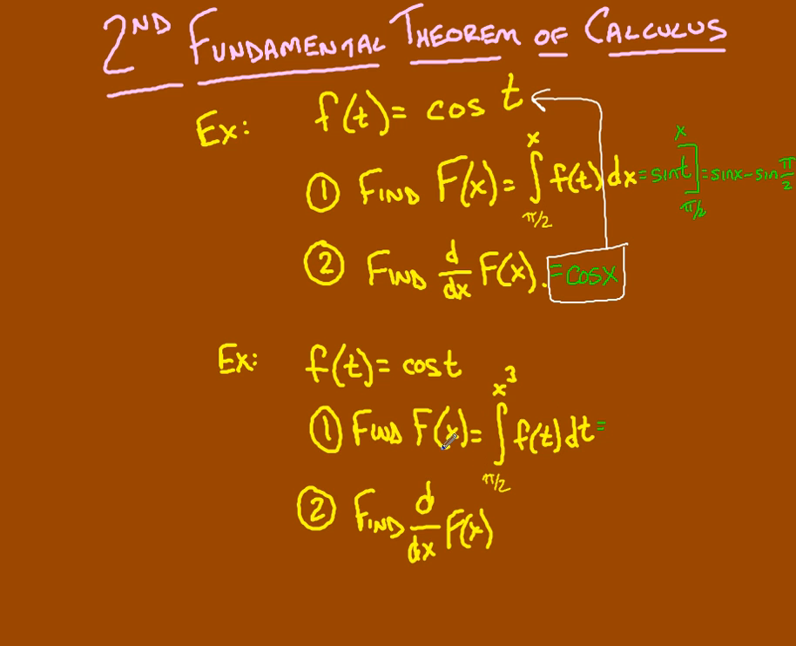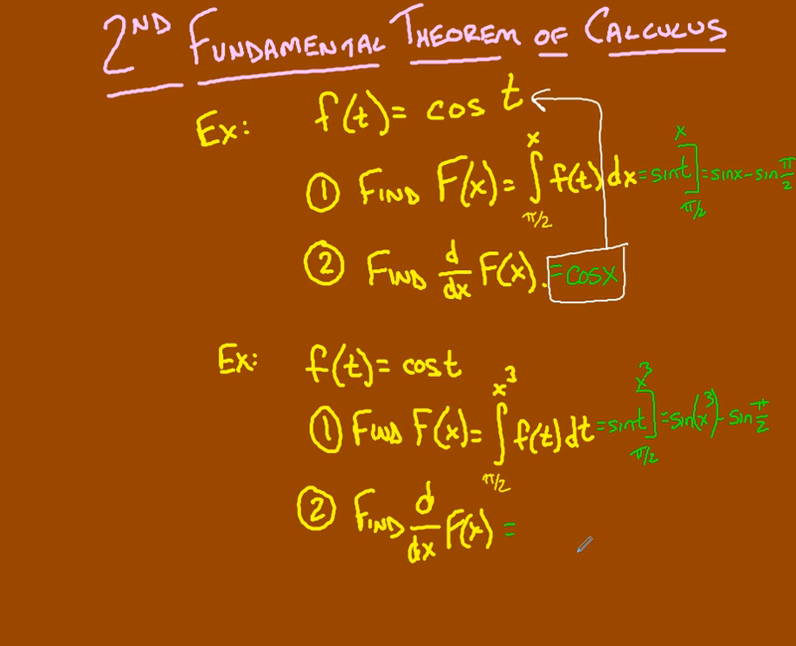Let's look at this problem where the only difference now is that instead of going to x, I have an upper limit of x cubed. Well, it's still the same thing. I have sine of t evaluated now from pi over 2 to x cubed. So I'm just going to plug in like I did before: sine of x cubed minus sine of pi over 2. When I take that derivative back, the same way as before, except it's x cubed inside and outside.